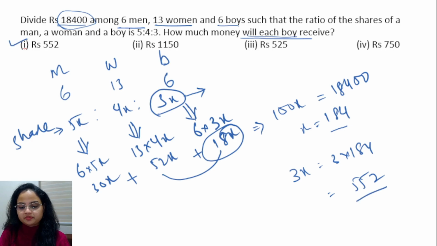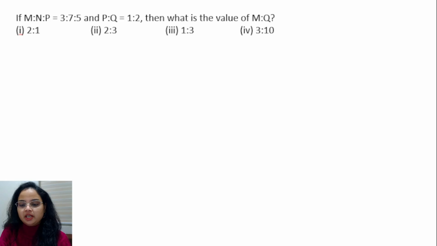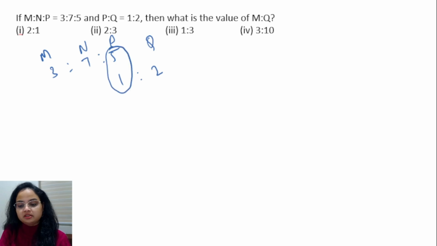First option. Next one. If m is to n is to p is equal to 3 is to 7 is to 5, this is m is to n is to p, and p is to q ratio is given as 1 is to 2. We have to make these two numbers same. So in this second ratio we will multiply with 5 because here it is 5.